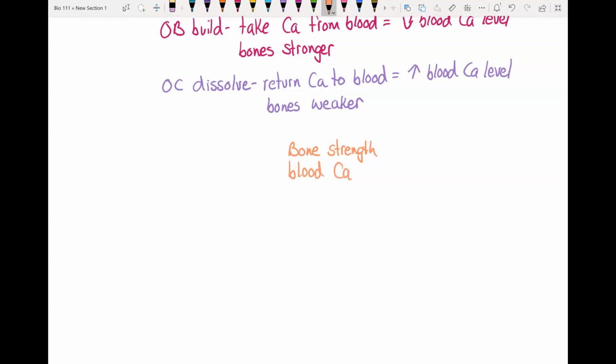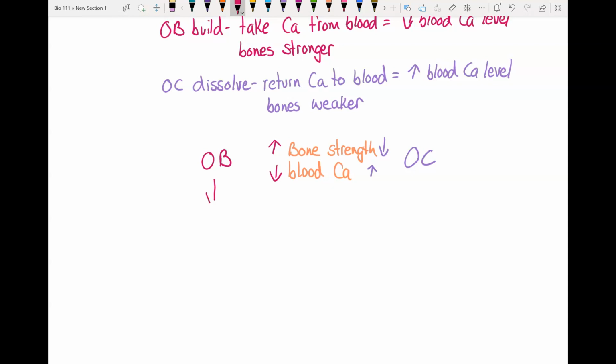So the strength of your bones and the amount of calcium in your blood depends on the activity of these two cells. On one side, it's like a tug of war. On one side, you have the osteoblasts that are working to increase bone strength and decrease blood calcium. On the other side, you have the osteoclasts that are doing the opposite. And what your blood calcium and bone strength end up being depends on which one's working more than the other. So you have to have some control here. You can't just let these cells go wild. So your body has control mechanisms.